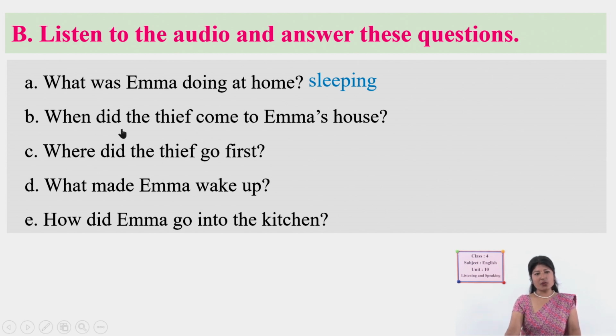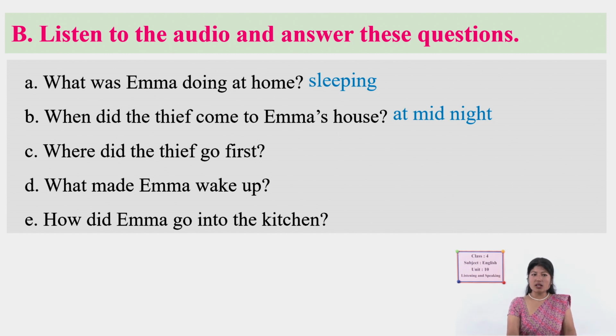Number B, when did the thief come to Emma's house? She was sleeping, so we can easily guess it is at midnight, and we listened as well, right? In listening. Number C, where did the thief go first? Where did he go first? He went to the kitchen.